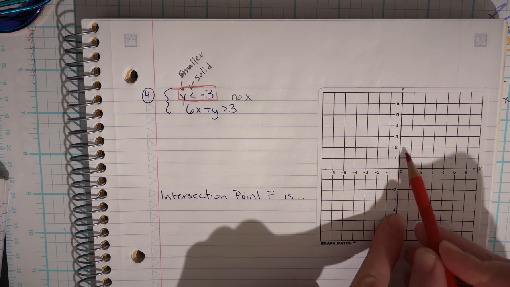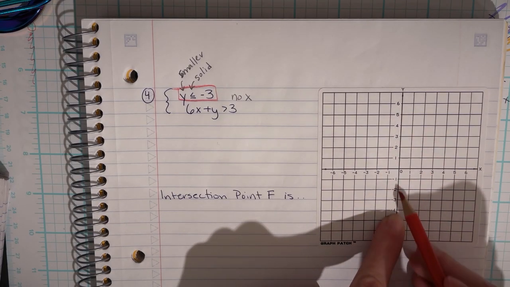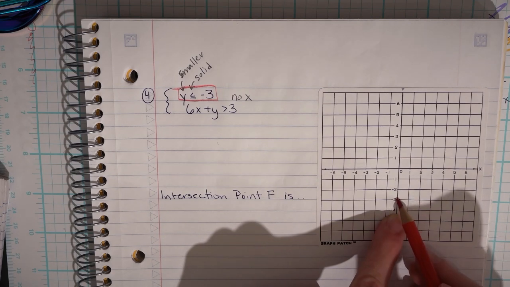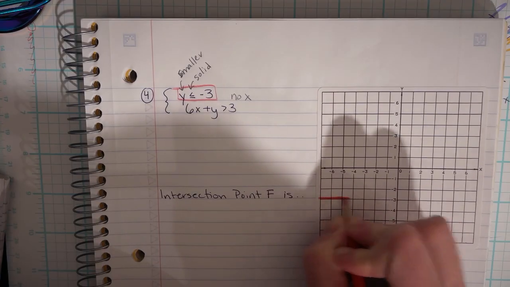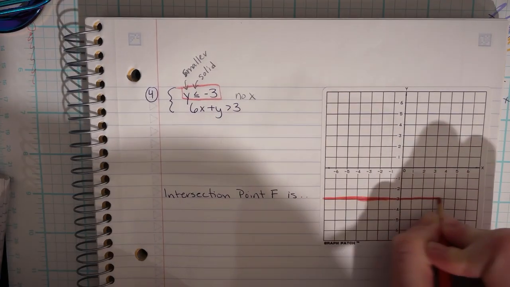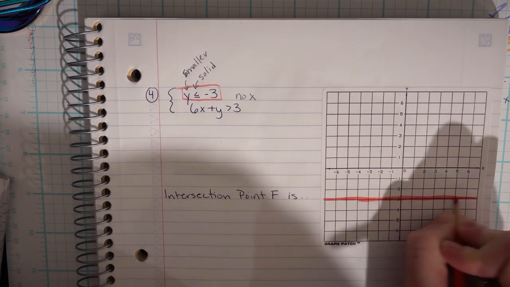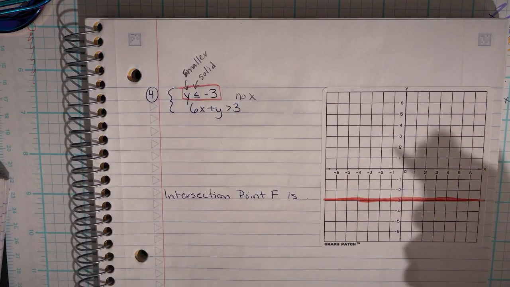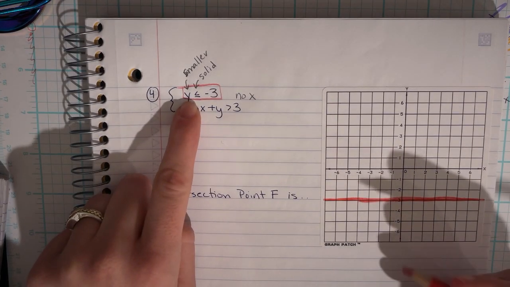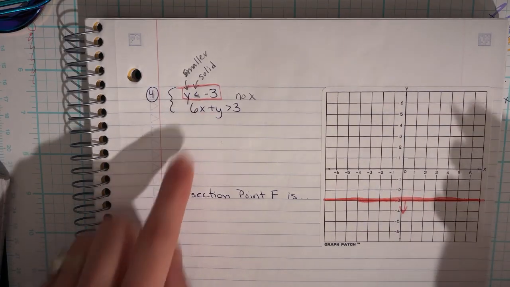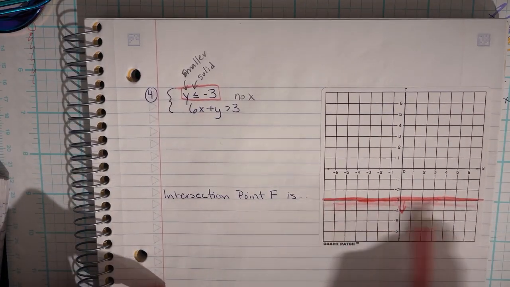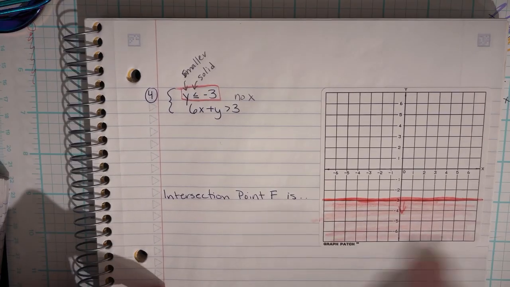Because if I go up and down, all of a sudden I'm hitting all of these y's, and that's not what I want. I only want to hit this one. So I'm going to have to go just across, nice and solid, a bold, solid line. And then it says y is smaller. Well, we've been talking about this. Smaller y's are below. So I'm going to shade below.